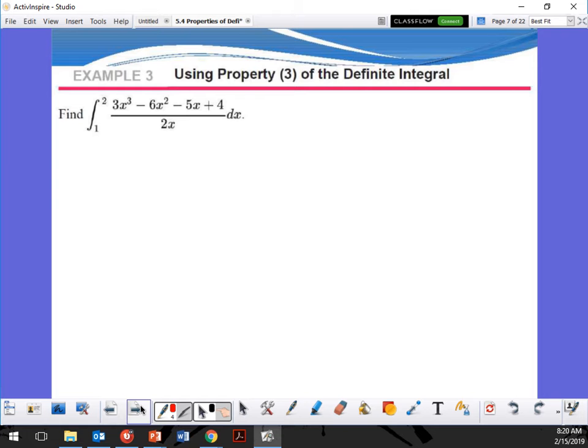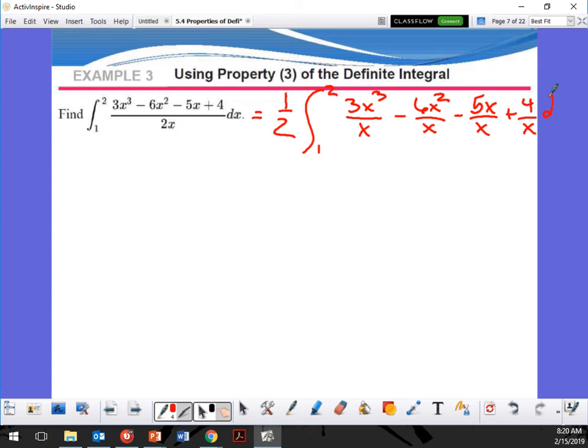So it's going to be, let's see, I'm going to break this up. 1/2 integration from 1 to 2. And then let's break up each one. So it's going to be 3x cubed over x minus 6x squared over x minus 5x over x plus 4 over x dx. So now that I did that, I can go through and set it up and then divide out each one.